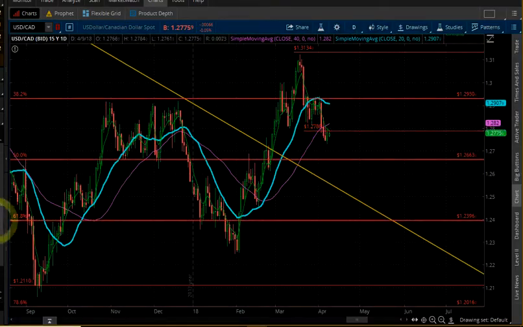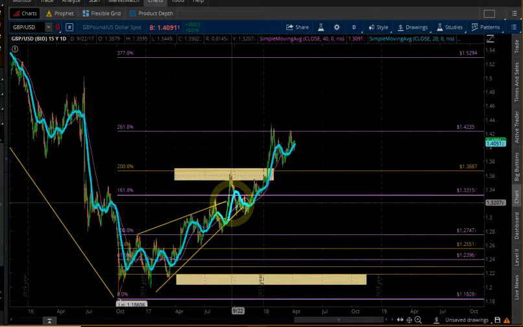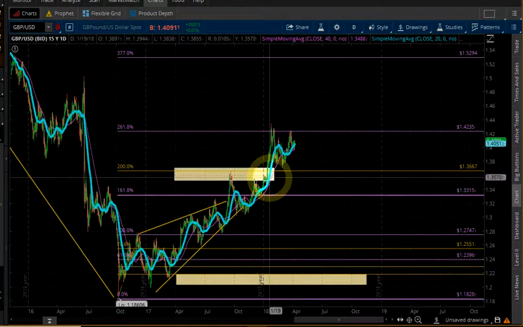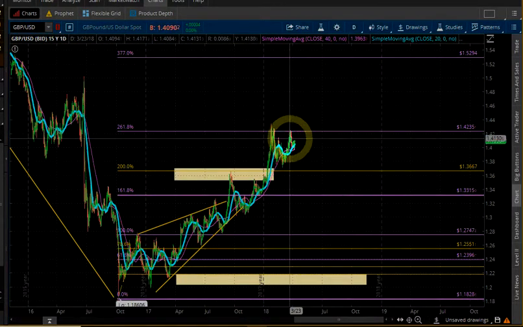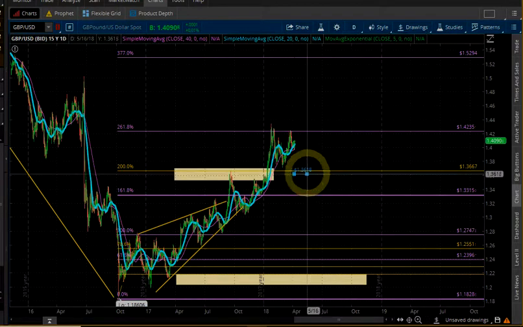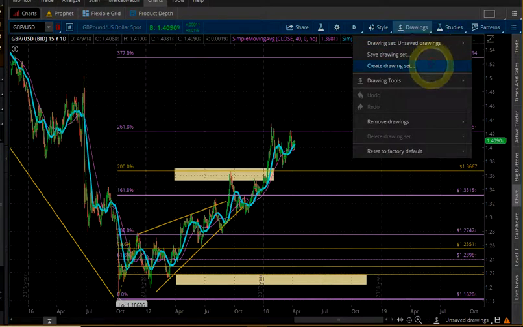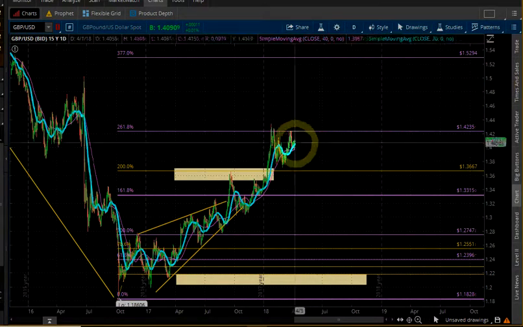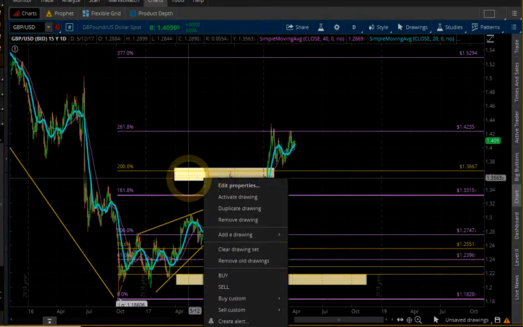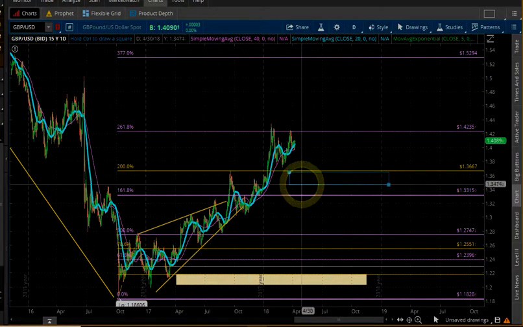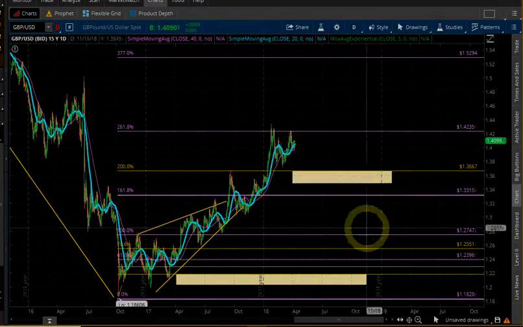All right, let's look at the Great British Pound US dollar. If the US dollar starts getting stronger, which it should, that should bring this instrument down. You should see this start to move down, and I would say it would move down into an area around this box right here, somewhere around there, and then rally, and then maybe go lower again.